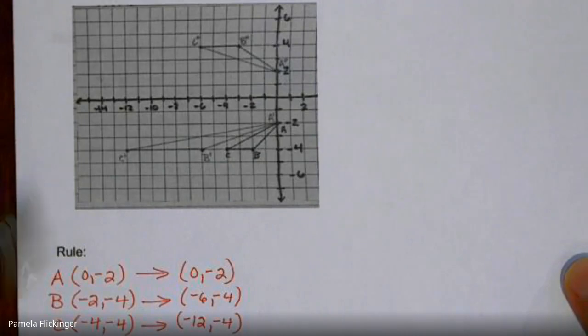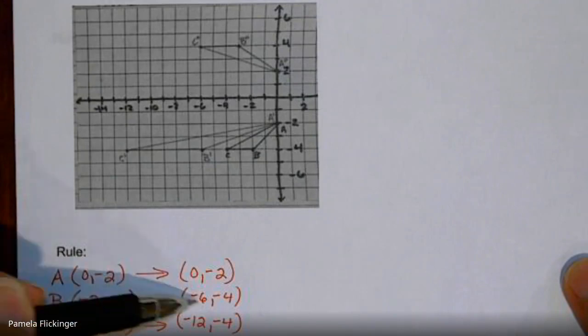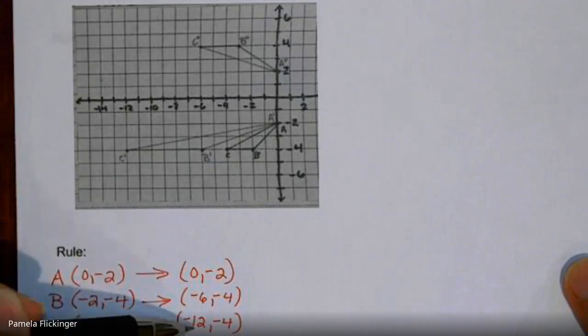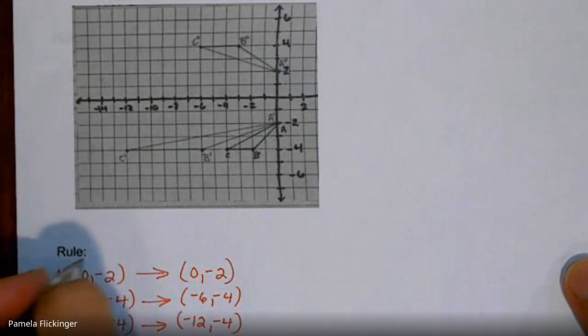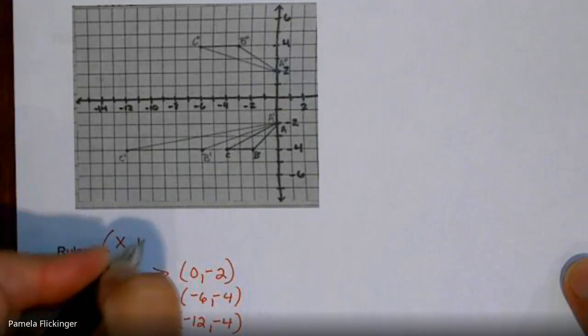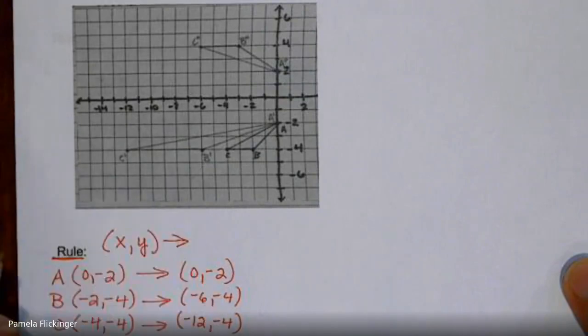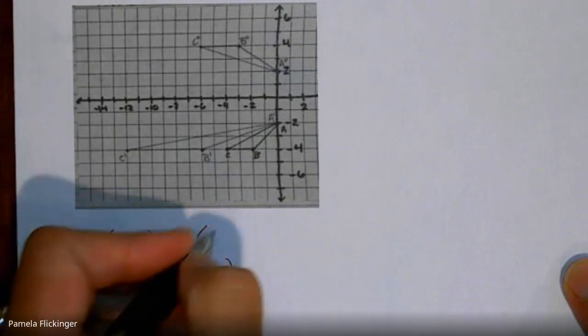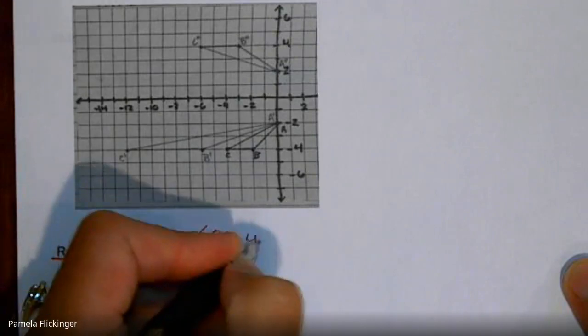All right, so hopefully what you notice so far is that the y coordinate stayed the same, but the x coordinate got multiplied by, looks like 3. It's hard to tell when you're working with the 0, but you can tell that -2 times 3 is -6, and -4 times 3 is -12. So to write my rule, I started with an ordered pair, and the first thing that happened was we doubled the x and left y alone.